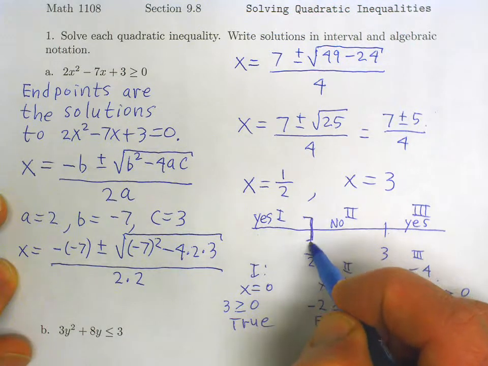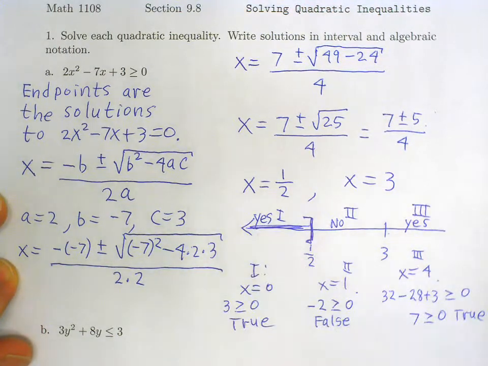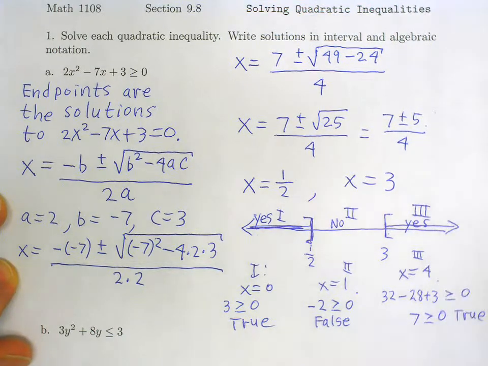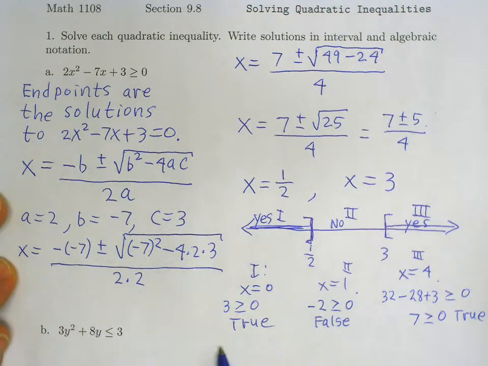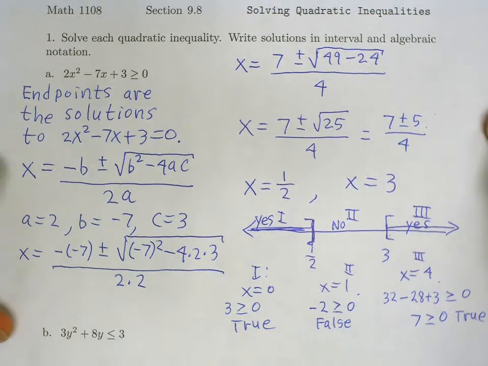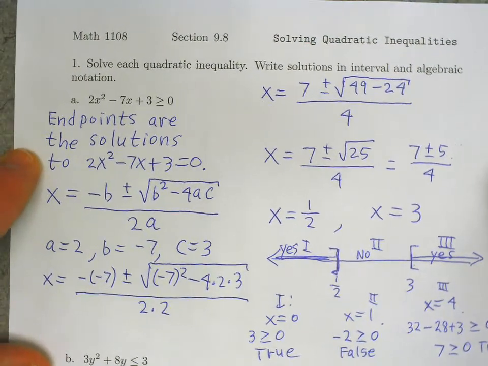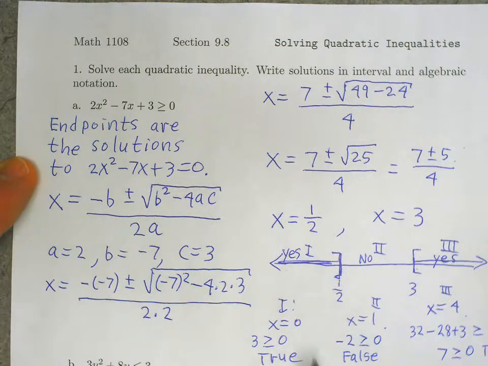So put a bracket at 1/2 and shade to the left. Put a bracket at 3 and shade to the right. So this is the graph of the solution set. I ran out of room, so I'm going to write at the top of the page the interval notation. So you can still see the graph.